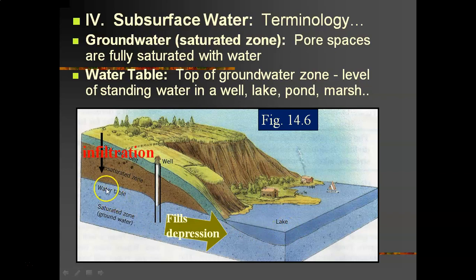Now, the water table fluctuates. During very, very rainy periods, the water table will rise, and the level of water in the well will rise, and the level in the lake will rise. Or during very, very dry periods, your well might dry out, and the lake will get lower, and the marsh will get lower.